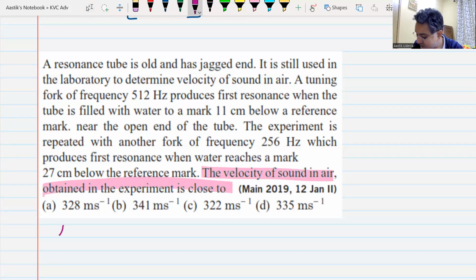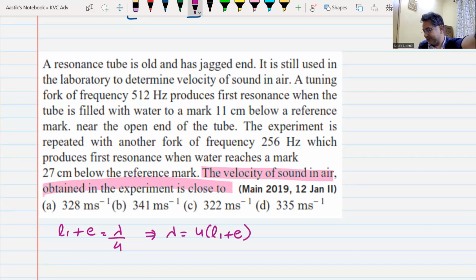So in first case, L1 plus E, with end correction, L1 plus E will be equal to lambda by 4. So my lambda becomes 4 times (L1 plus E). L1 is given as 11 centimeter below our reference line. So L1 will be taken as 11.